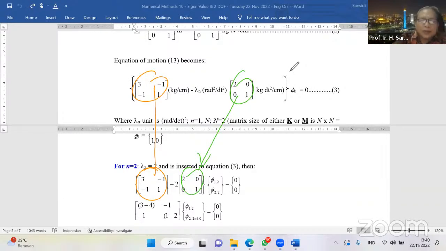Then you have to put the red line. Remember, there is a lambda 2. Lambda 2 means equals to 2. So we solve, because we can solve. 3 minus 4, for example, 2.2 here.